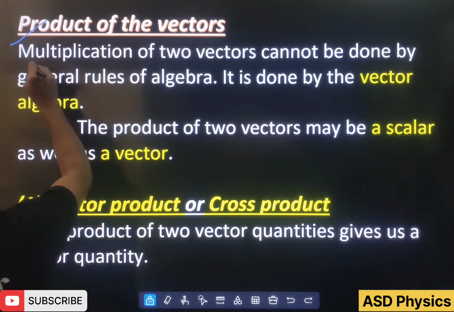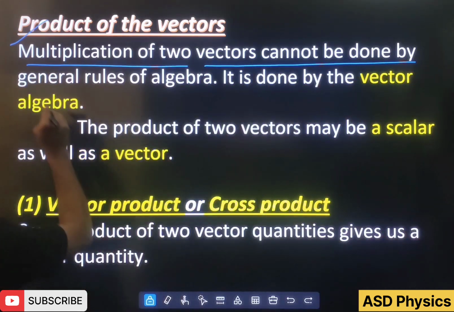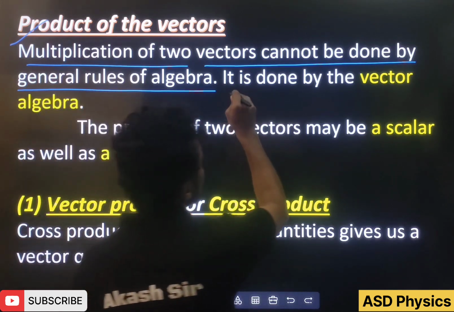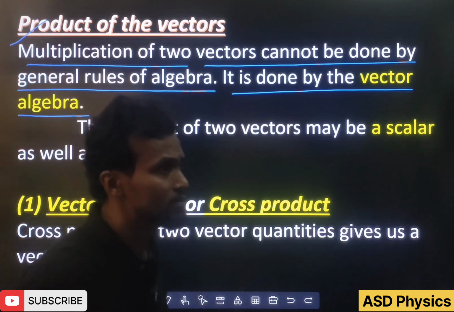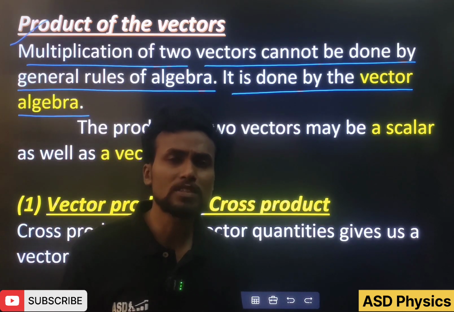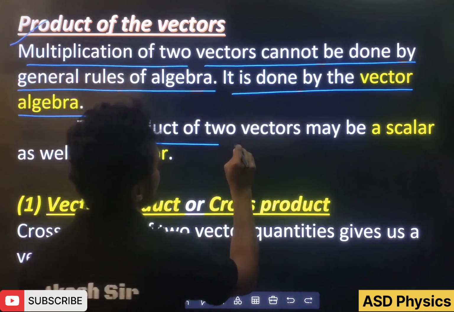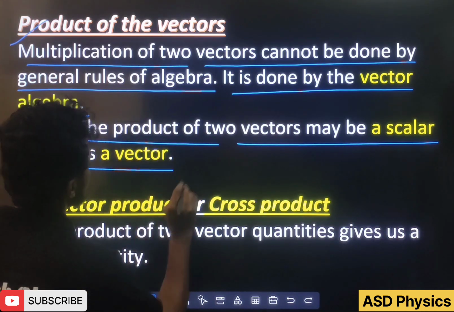What is the basic? See, multiplication of two vectors cannot be done by the general rules of algebra. Then how to do it? It is done by vector algebra, because to multiply vectors, or to add vectors, we have to follow some certain different rules. So the product of two vectors may be a scalar as well as a vector.